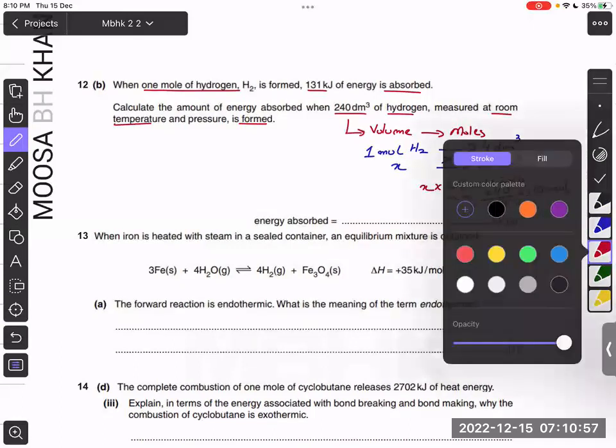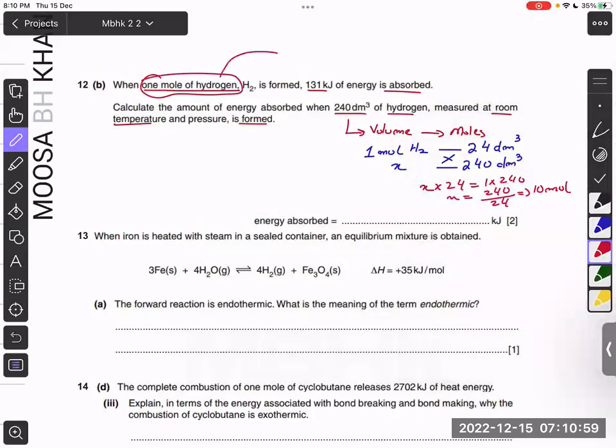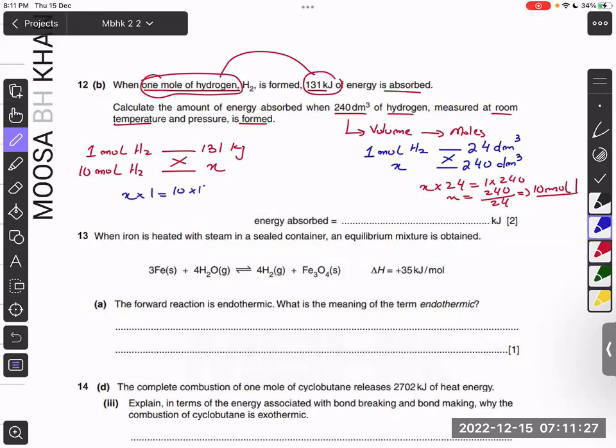Now, as per the question, 1 mole of hydrogen producing 131 kilojoule of energy. When 1 mole of hydrogen is formed, 131 kilojoule of energy is absorbed. Right now, how many moles of hydrogen is formed? They gave you the volume. You have converted that volume into moles, which is 10 moles. So when 10 mole of hydrogen is formed, how much heat energy is absorbed? That is x. Cross multiply it, x into 1 and 10 into 131. So this would give you 1310 kilojoules.